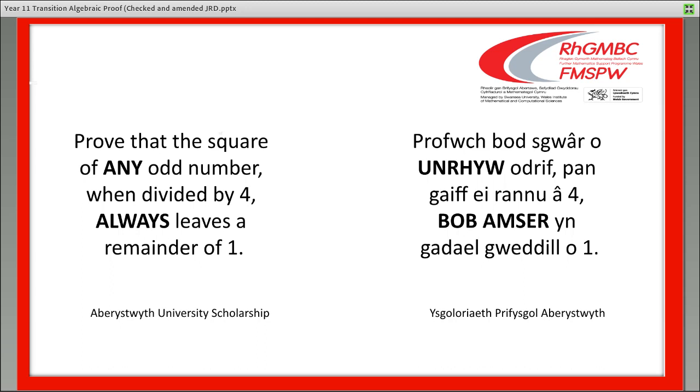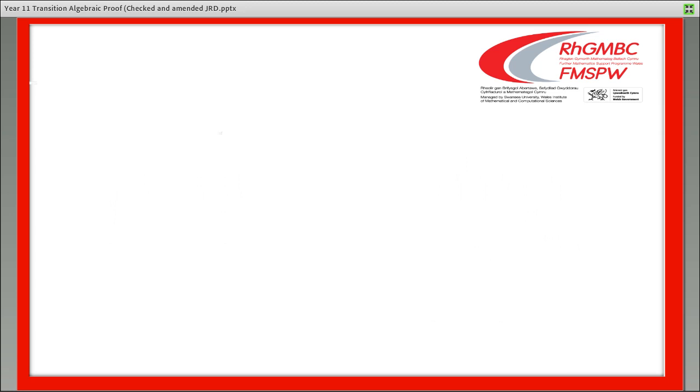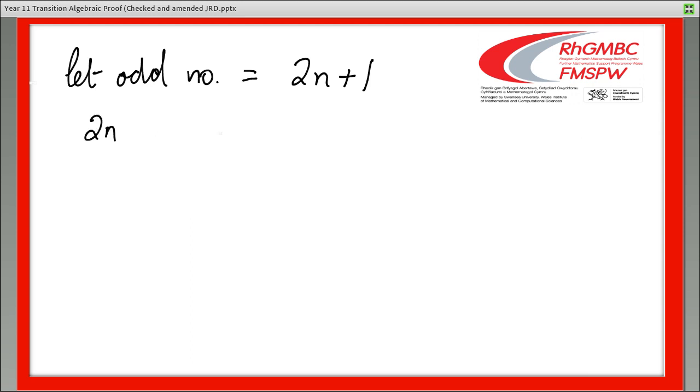Now, as far as this question is concerned, again, we go back to the work we did on adding odd numbers. So we say, let odd number equal 2n plus 1. And again, for the purists amongst you, I could just as easily have written 2n minus 1. If I double a number, it's even, and then I either add 1 to make it odd, or I take 1 to make it odd. Personally, as I said before, I prefer to add 1.